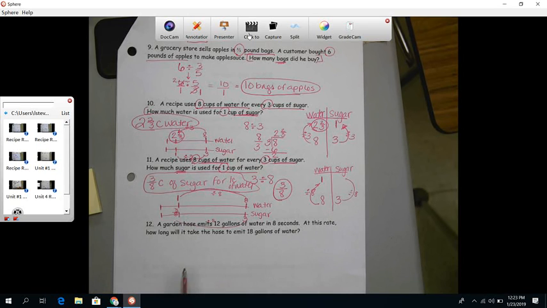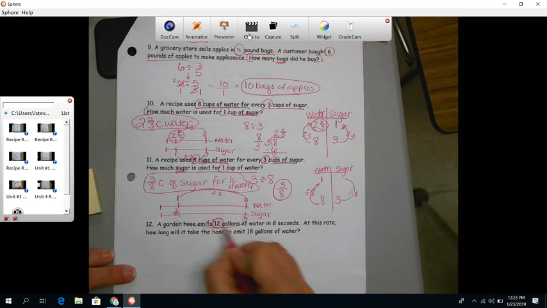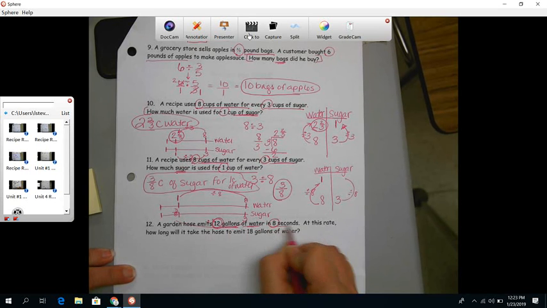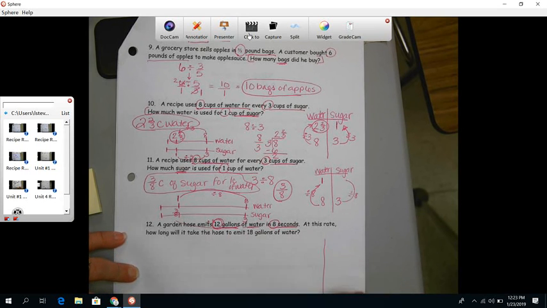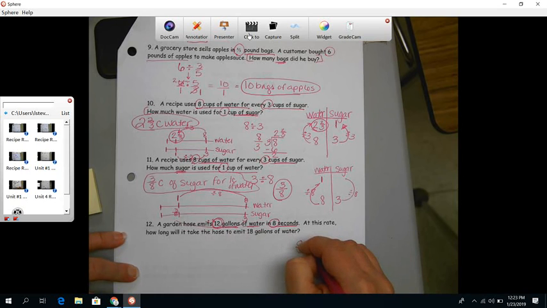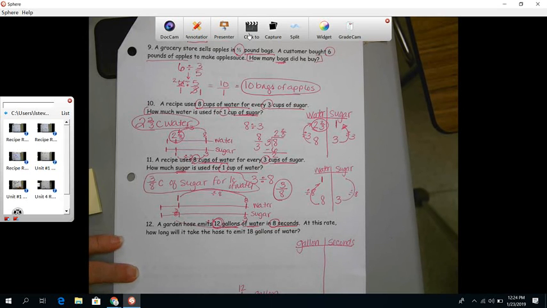All right, number 12. A garden hose emits, that means it lets out, 12 gallons of water in 8 seconds. This is unit rate. This is going back before the winter break. So if I do unit rate, I'm going to come here and I could do gallons and seconds. Again, I could do a double number line, and I could do gallons and seconds. And I would have on my double number line, 12 gallons goes with 8 seconds.